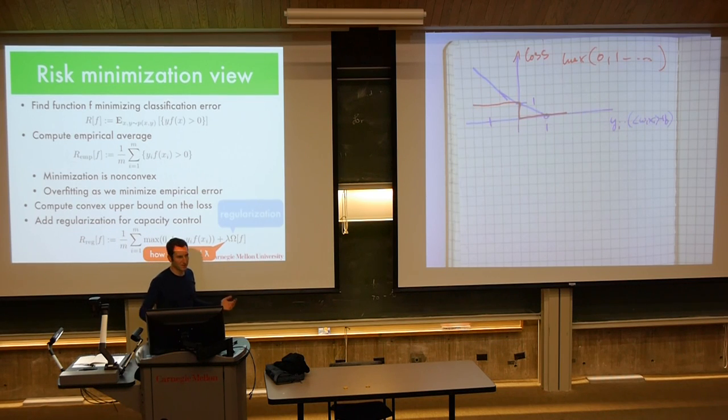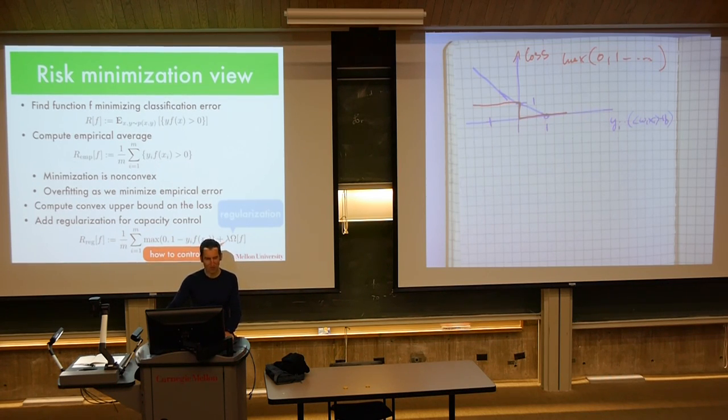And if you overfit a lot, you would probably have noticed a couple of very frustrating cases where it works really, really well on the data set that you have, and you upload it, and it fails miserably. That's called overfitting. The minimization problem for this, unfortunately, is non-convex, as we already discussed. And you end up overfitting as you minimize the empirical risk.